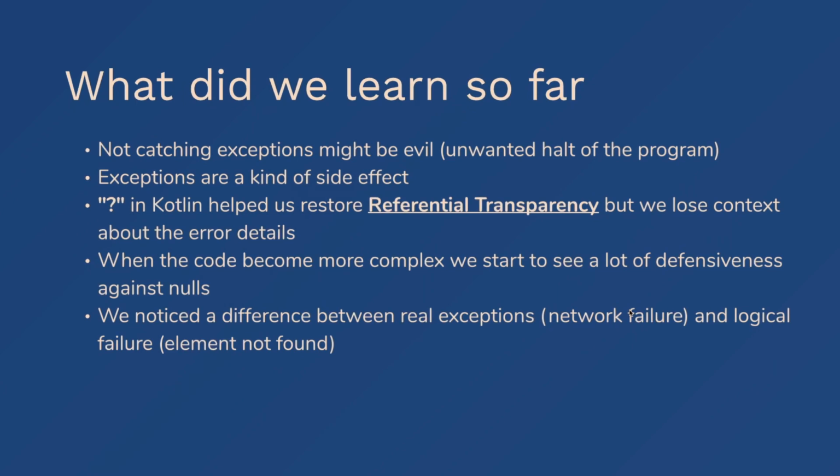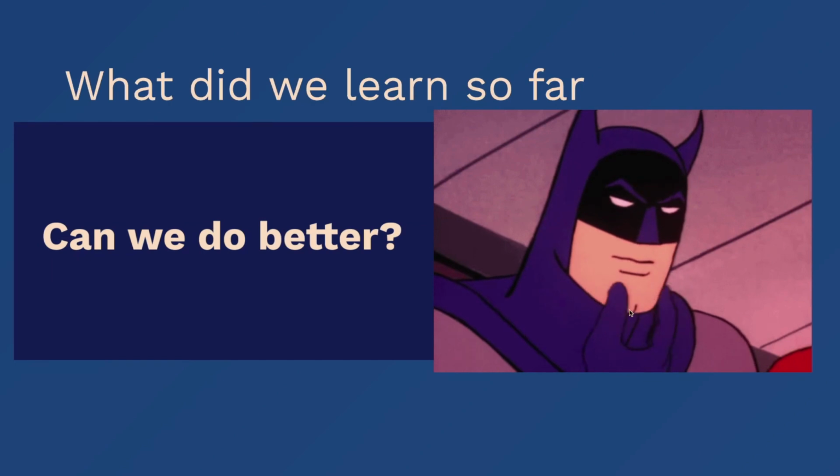What did we learn so far? Not catching an exception might be evil because we have unwanted halt of the program. Exceptions are a kind of a side effect. The question mark operator in Kotlin helps us restore referential transparency, but we lose context about the error details. When the code becomes more complex, like with a chain call, we start to see a lot of defensiveness against null. So we saw all those question mark dot Elvis operator. So it was quite defensive. And finally, we noticed a difference between a real exception, like a network failure, and logical failure, like element not found. Can we do better?